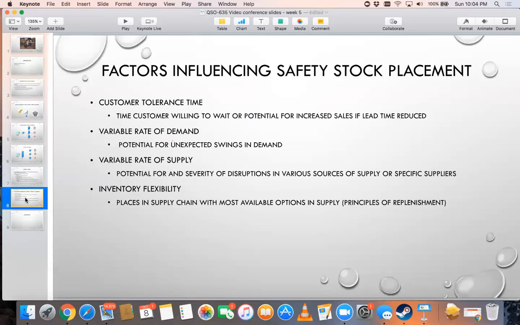And inventory flexibility. And I mentioned this earlier with putting the buffer stocks in certain places. Places in the supply chain with most available options in supply. Obviously, if you have a very modular thing like the actual axles we mentioned earlier, you would put a large safety stock there and then a smaller safety stock of the modular component to give it a certain characteristic further up, which gives you a lot of leverage in your supply chain system.